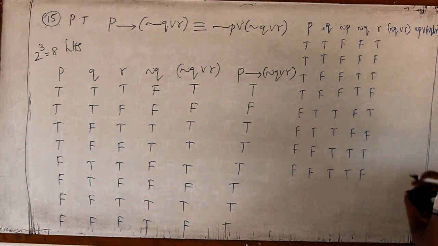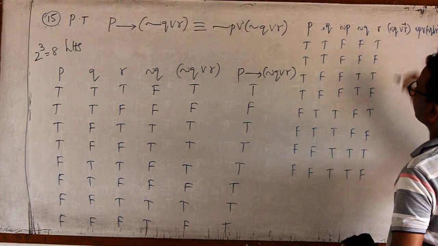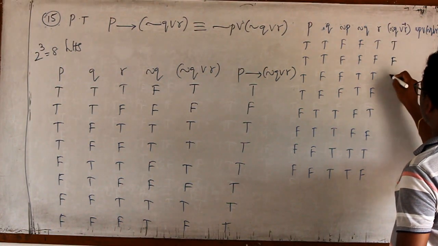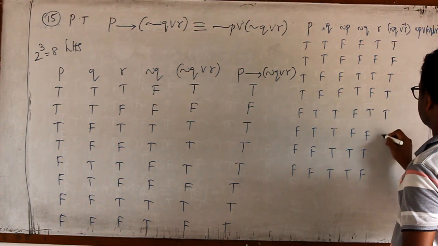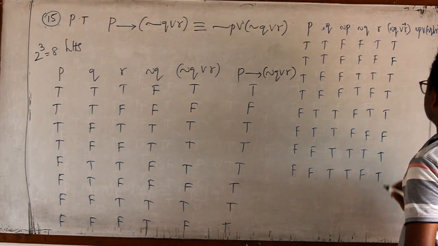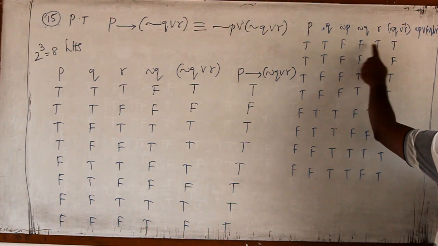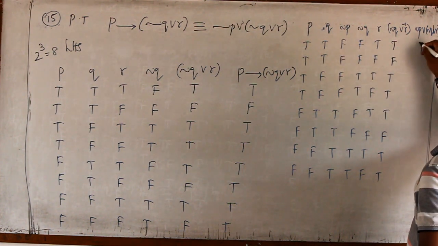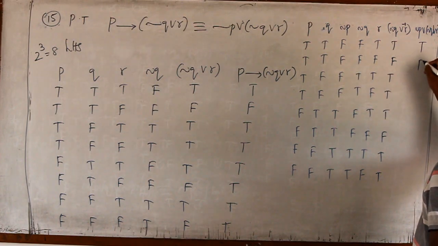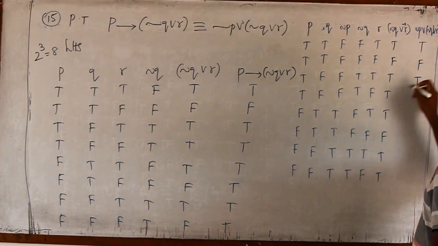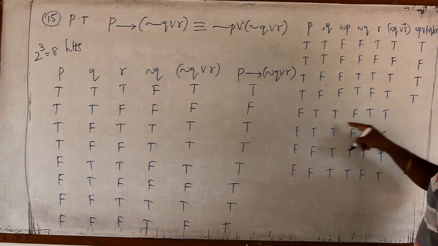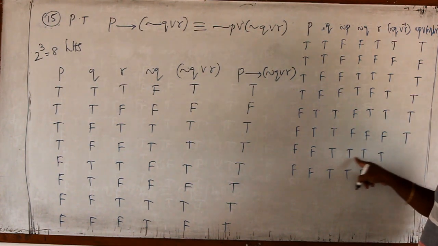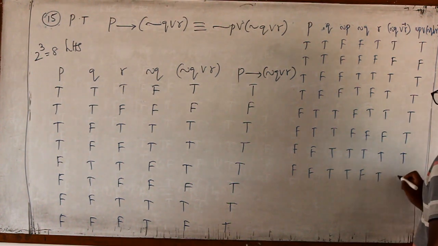Negation of Q and R must be added. So 0 plus 1 is 1, 0, 1, 1, 1, 0, 1, 1. Now negation of P and this bracket must be added. 0 plus 1 is 1. 0 plus 0 is false. 0 plus 1 is true. 0 plus 1 is true. 1 plus 1 true. 1 plus 0 is 1. 1 plus 1 is 1. 1 plus 1 is 1.